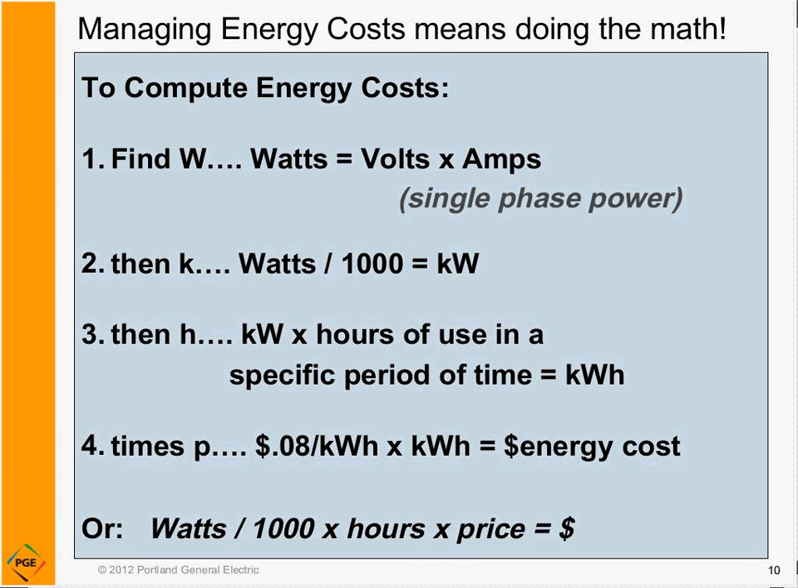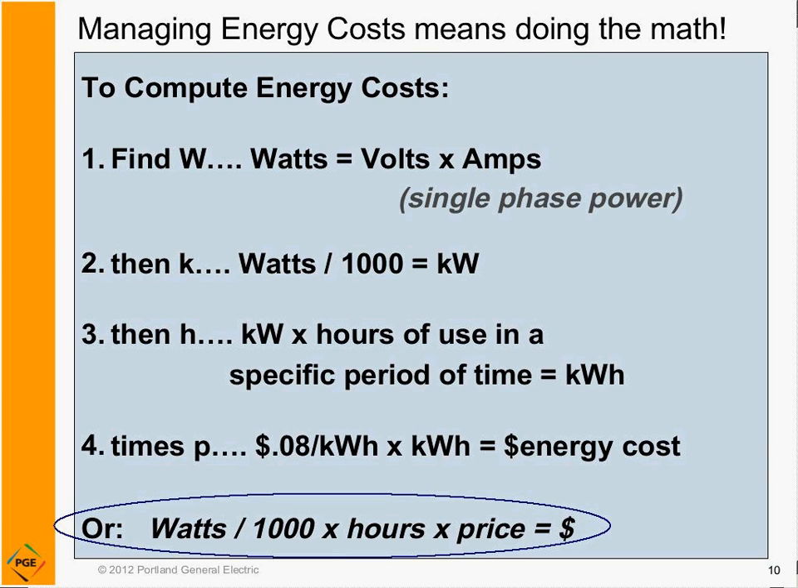So I've often been asked, well, help me out, what's the right way to do this? I've given two ways that I've found successful with businesses. One is, I love algebra. Just give me the formula and I can apply it. And you can see on this formula at the bottom here, watts divided by 1,000 times hours times the price is how you get to what it costs to run a piece of equipment.